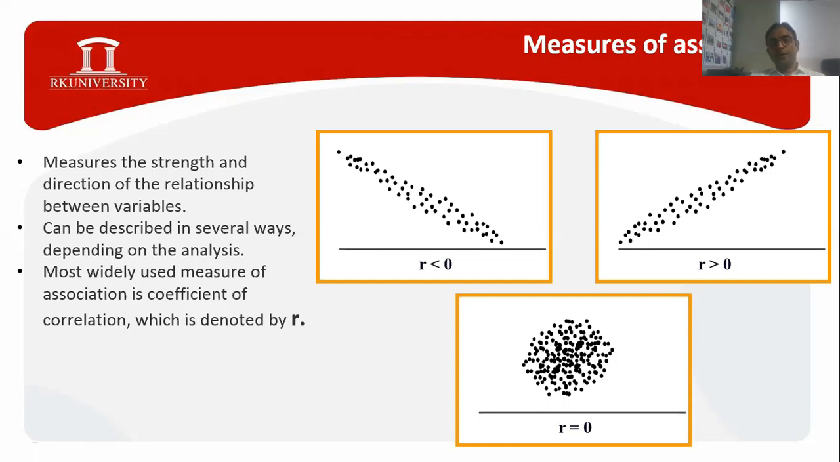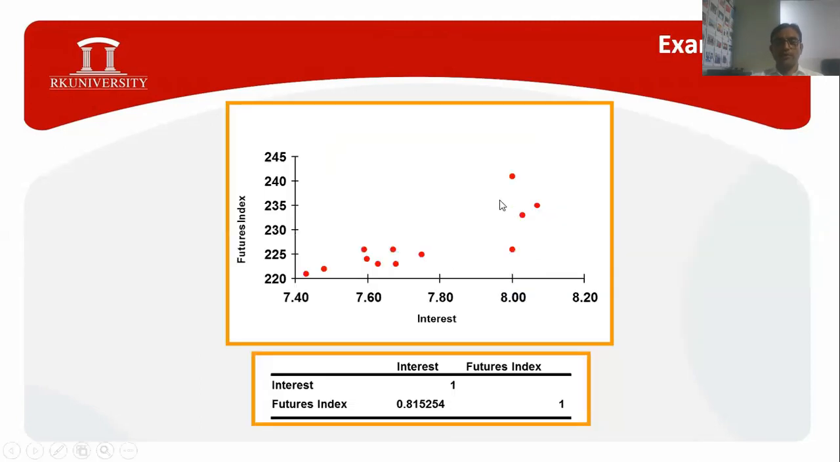So if you use Excel or SPSS or any other statistical software, it generally gives you this kind of output. This is an example of two variables, interest rate and future index. As we can see, whenever there is an increase in interest rate, there is also an increase in future index. The overall trend seems to be positive in nature.